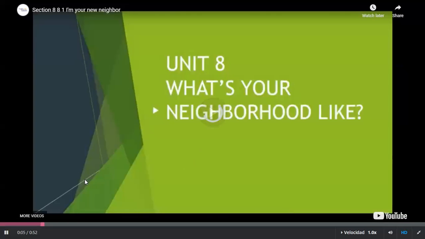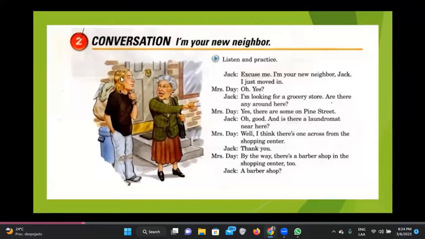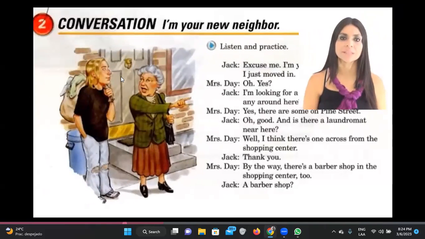So we listen to a conversation in order to get ready for our topics, which will include places around town, location, and there are. In this session, you will listen to a conversation between neighbors asking about places in town. Pay attention to there is, there are, one, any, and some.